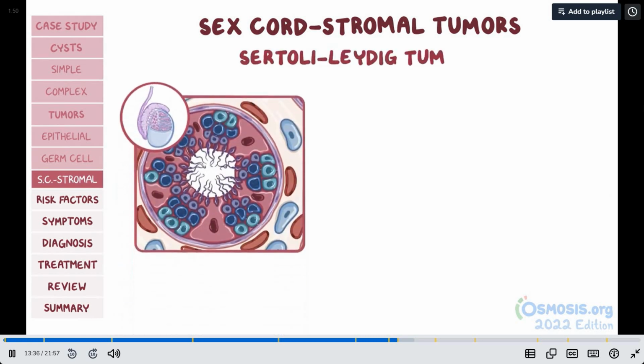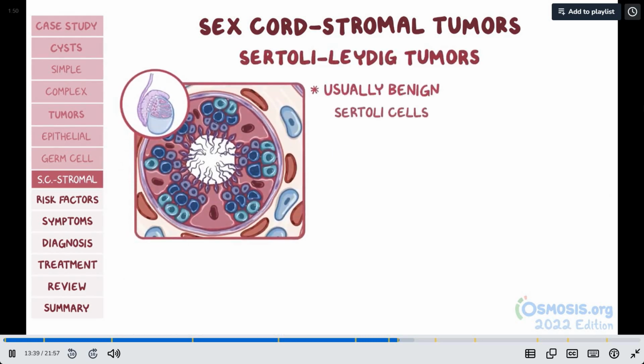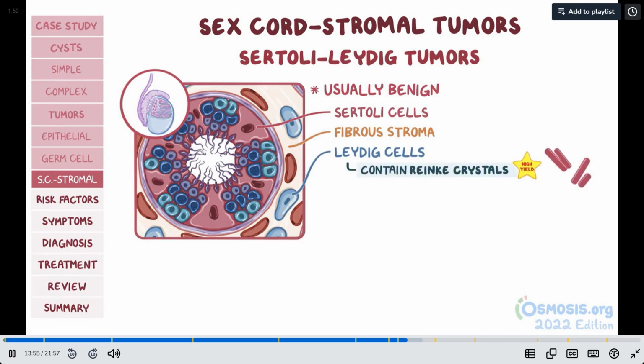Lastly, Sertoli-Leydig cell tumors are usually benign tumors, composed of Sertoli cells and Leydig cells. These cells form testicular tubular structures lined by round Sertoli cells and surrounded by a fibrous stroma. Adjacent to the tubules, there are Leydig cells. And a key piece of information is that Leydig cells contain Reinke crystals, which are pink, rod-like crystals inside their cytoplasm.